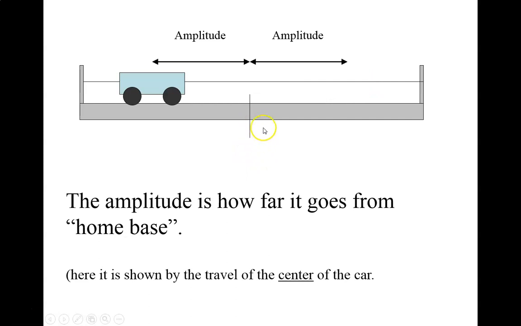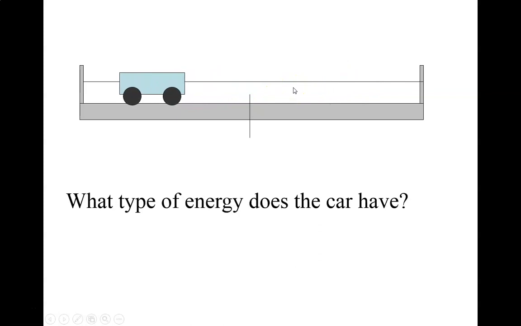Another term that you're going to need to know is what's called amplitude, and it's how far it goes away from the rest position or the equilibrium position. It's the very furthest extent it travels from the middle, the equilibrium position. The amplitude is measured here by the center of the car, just to show you.